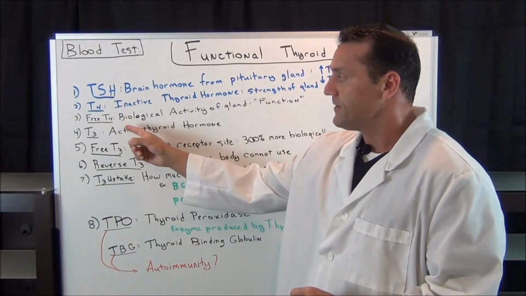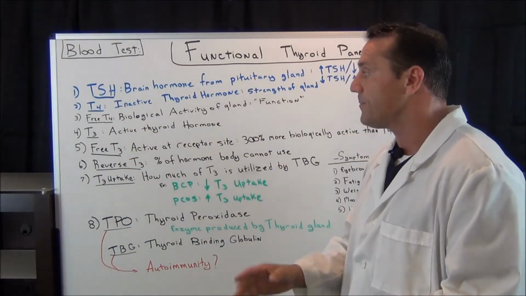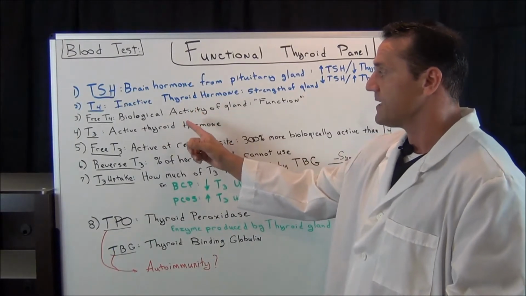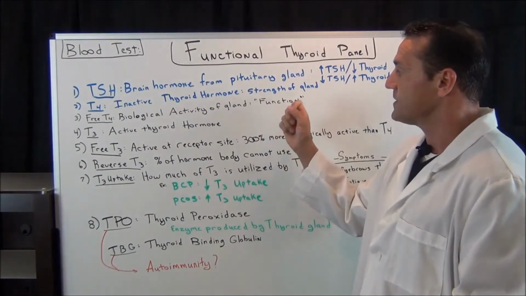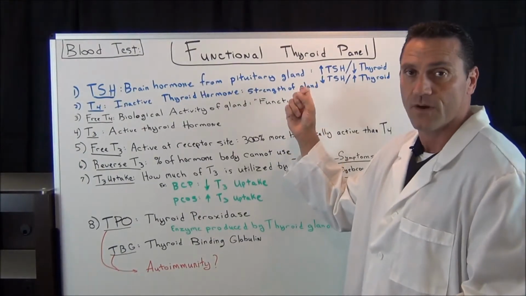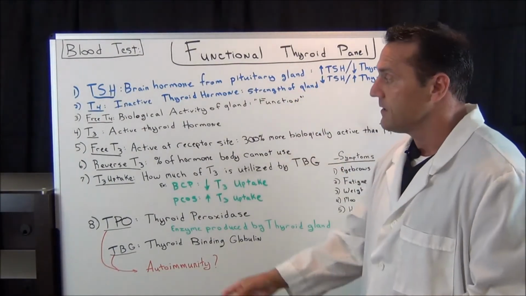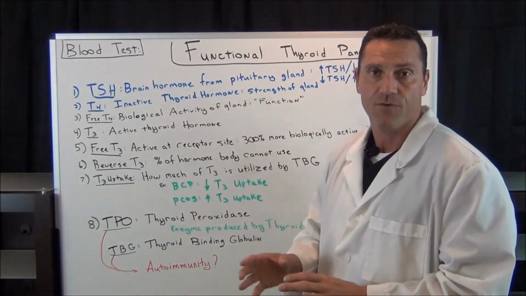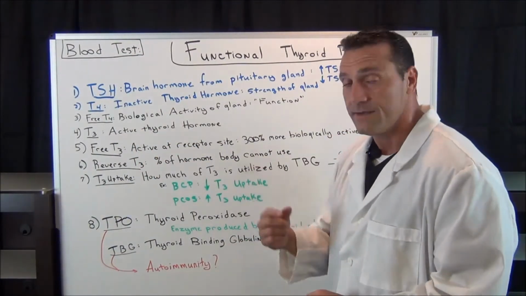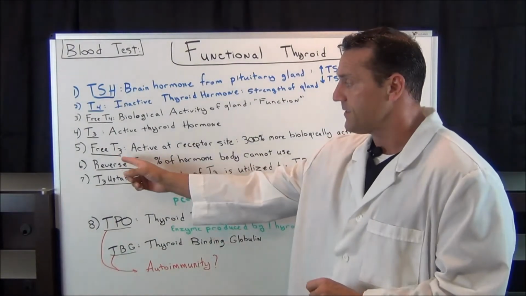So next you got the free T4. The free T4, this is a biological activity of the gland in itself. So you can see this measures its function as a T4 just measures the strength. Next we got T3. T3 is your active thyroid hormone. Next we have free T3.